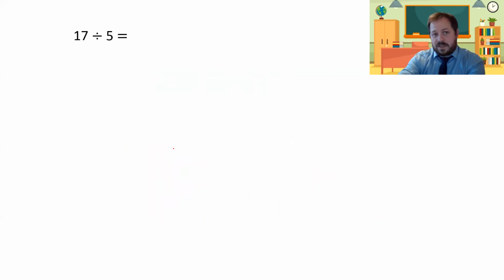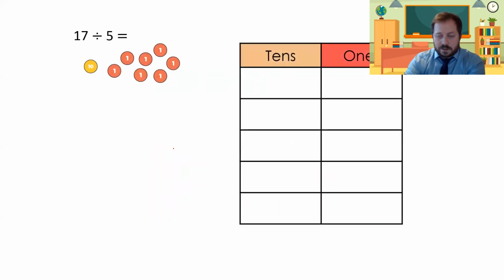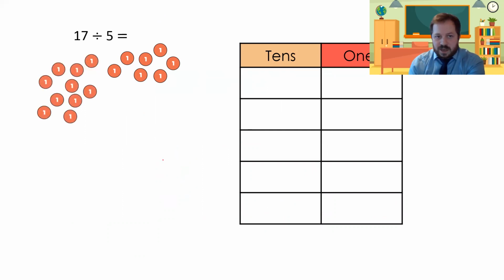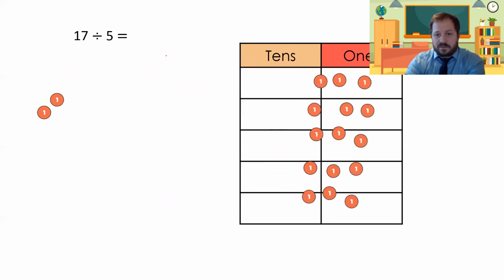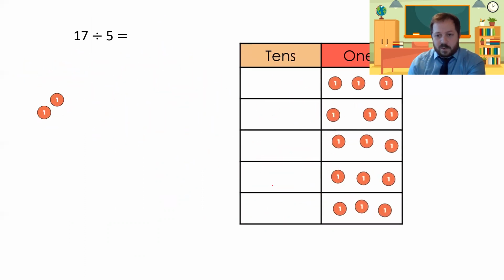Then we've got 17 divided by 5. So this is just to show you what we mean when we're dividing it. The 10 can't evenly split 5 ways. So we exchange that 10 into ones, and we have 17 ones in total here. Then we take groups of 5 out, or split it 5 ways.